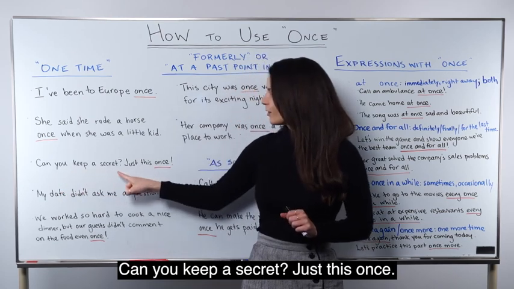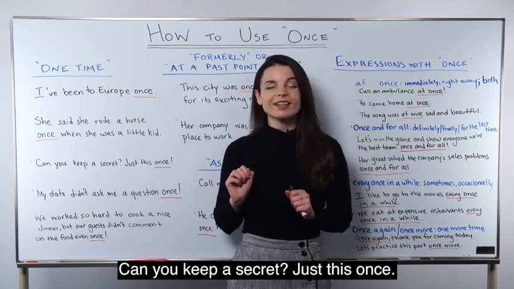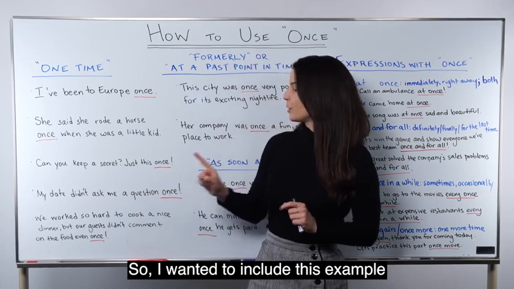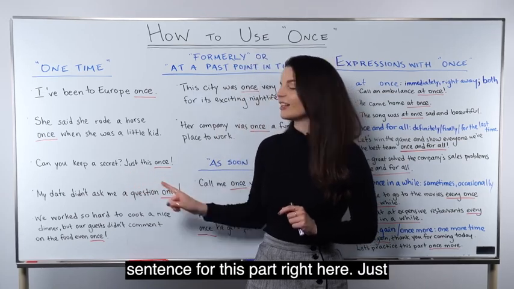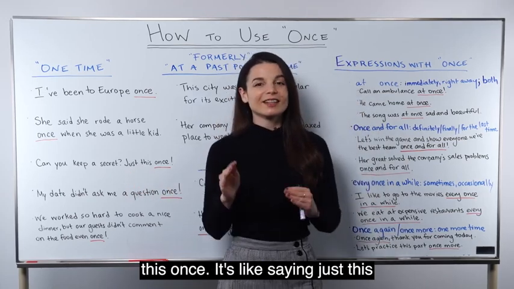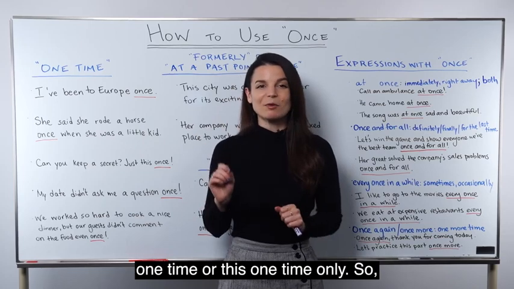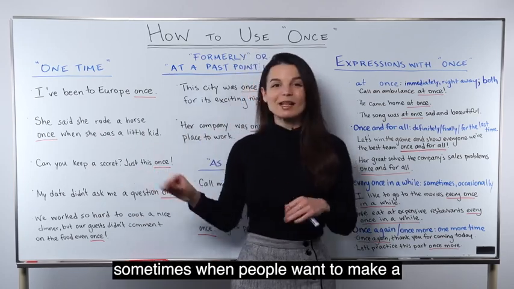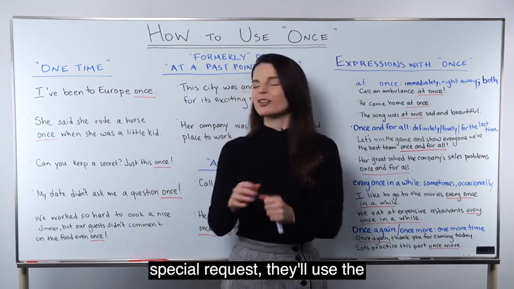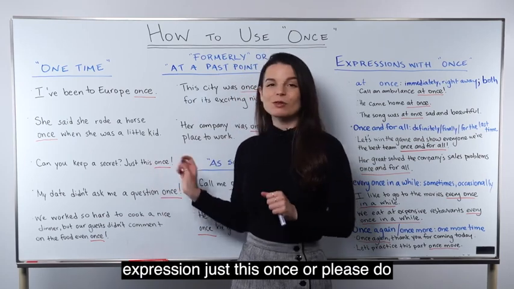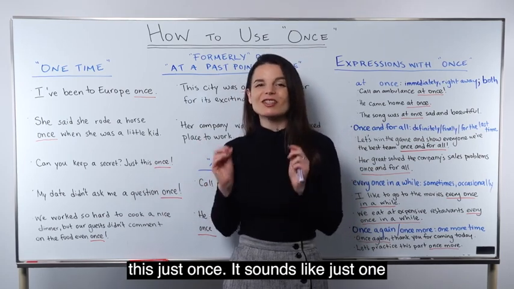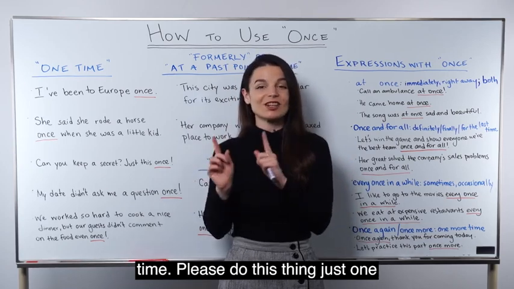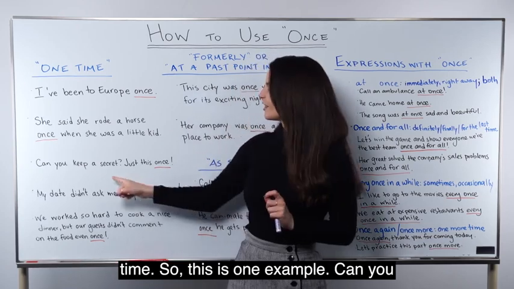Can you keep a secret just this once? So I wanted to include this example sentence for this part right here. Just this once. It's like saying just this one time or this one time only. So sometimes when people want to make a special request, they'll use the expression just this once or please do this just once. It sounds like just one time. Please do this thing just one time. So this is one example.